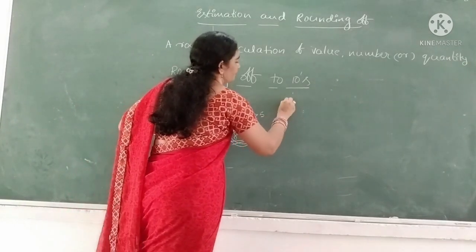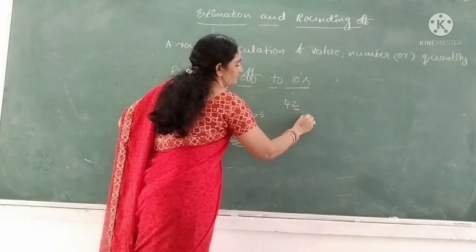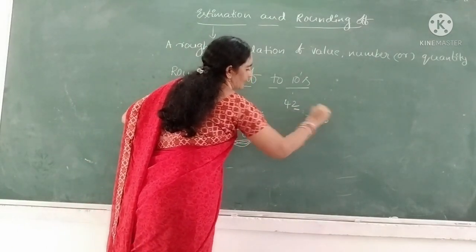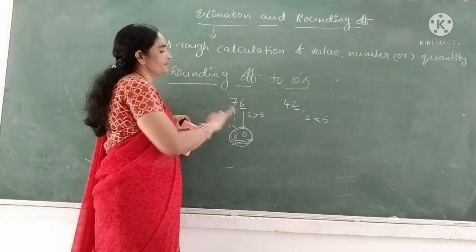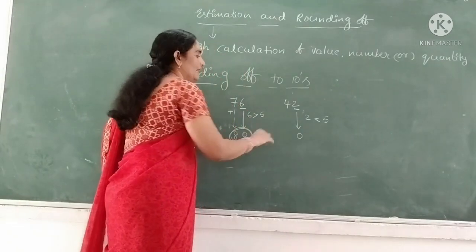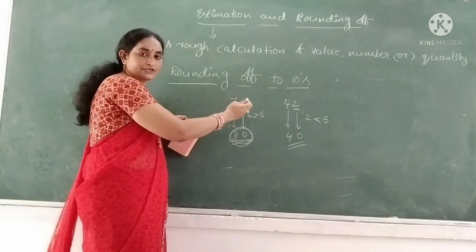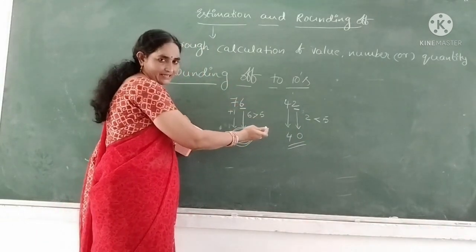Another example, 42. See, the ones place is less than 5. Then we take the ones place 0 and the tens place stays the same. So 42 is nearest to 40.